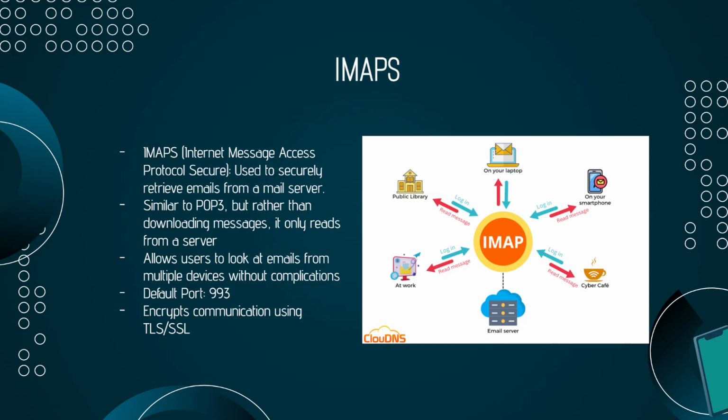To protect email communication, IMAP uses TLS and SSL encryption, and by default, it uses port 993. This ensures that the retrieval of emails remains private and protected from unauthorized interception. Without the encryption, attackers could easily capture login credentials and sensitive email content, which makes implementing secure IMAPS configuration essential for maintaining privacy and data protection.